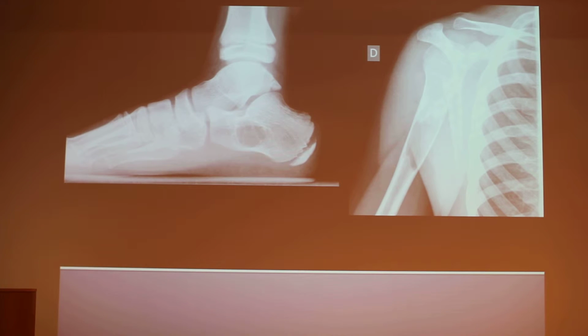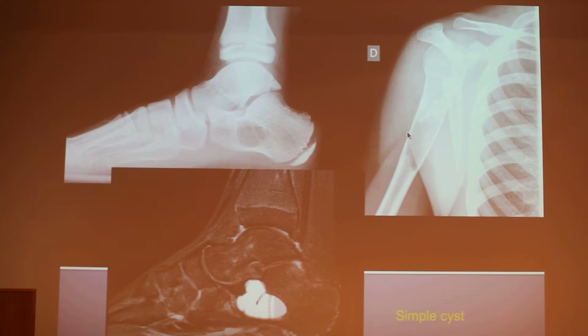Another example of a classical don't-touch lesion is this area of lucency on the calcaneus with a thin sclerotic rim. And here it's the same lesion in a different location. So this was typical and what we should know. It doesn't look really aggressive, and this was typical of a simple cyst.